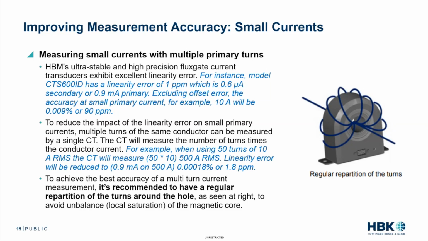So to achieve the best accuracy of a multi-turn current measurement, you also want to be sure to have regular repartition of the turns around the hole, as you see here in the diagram, to avoid unbalance or local saturation of the magnetic core.